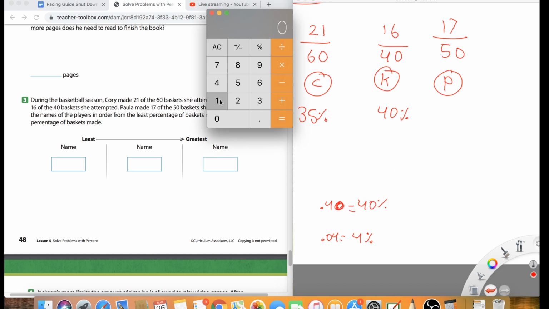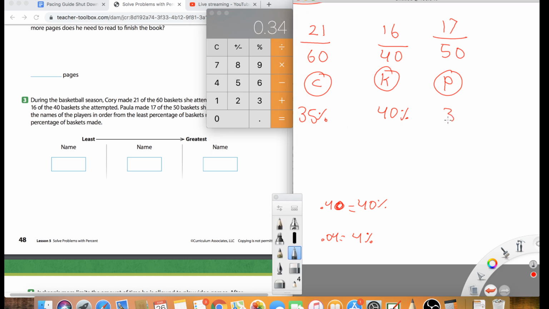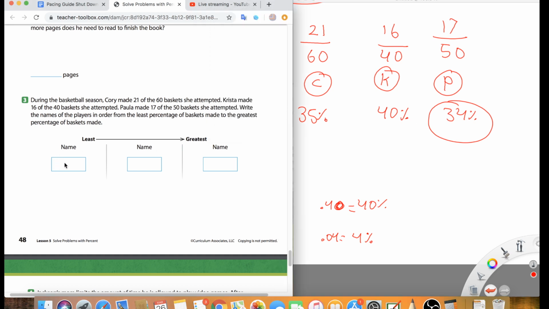Now our last one would be 17 divided by 50. And we get 34%. So that means that the person with the least percentage was Paula. So I'm going to put Paula here, and then you'll put the next two, and then the greatest one after that.